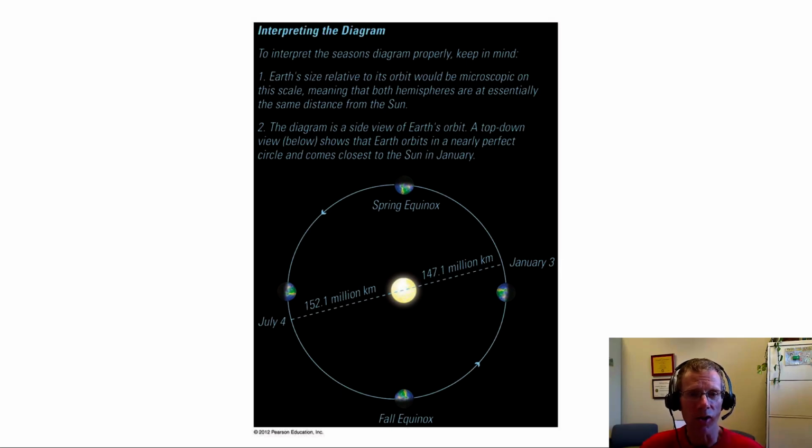And here's just a zoom in of that. And there it shows the difference. At its closest, it's 147 million kilometers. At its farthest, 152. So that's a 5 million kilometer difference out of about 150. So 5/150ths is the difference between the closest and the farthest away.